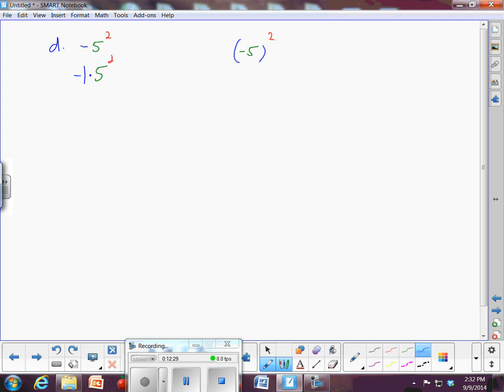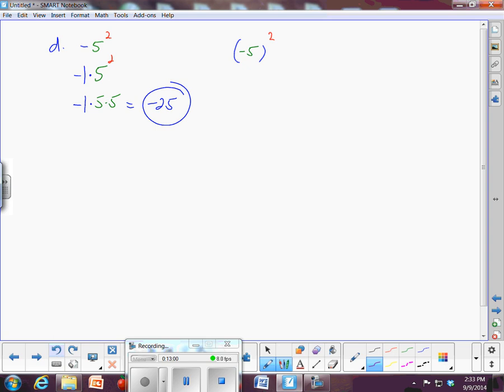So if we were to write this out, this would be a negative 1 times 5 times 5. And the solution to this would be negative 25. See, the exponent only goes to its base, what is directly below and to the left. That 2 exponent only goes to the 5. If the negative were to be included, we would have written it like that, right? The example on the right here.